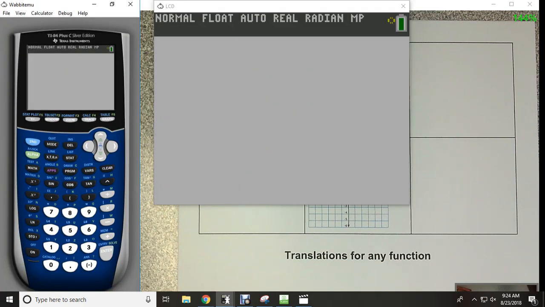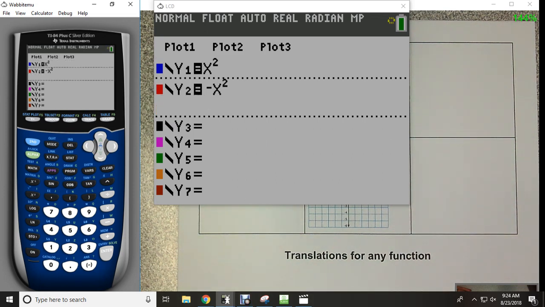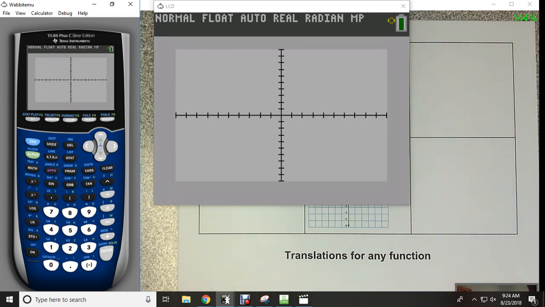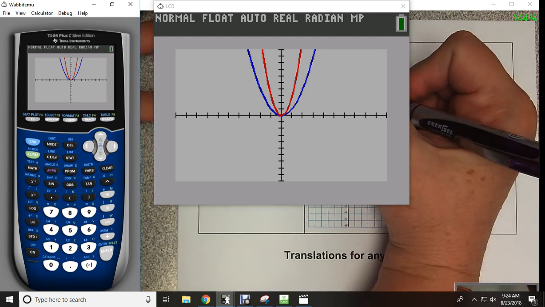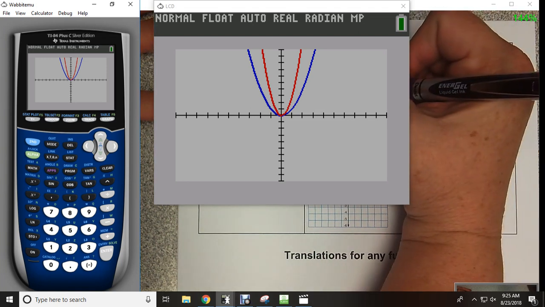So go back to your y equals, leave the parent function in there, and I'm going to replace my negative with a 3. So I have 3x squared, and graph it. So there's the parent function. There is my new function. So it still has its vertex at 0, 0, but it looks skinnier.